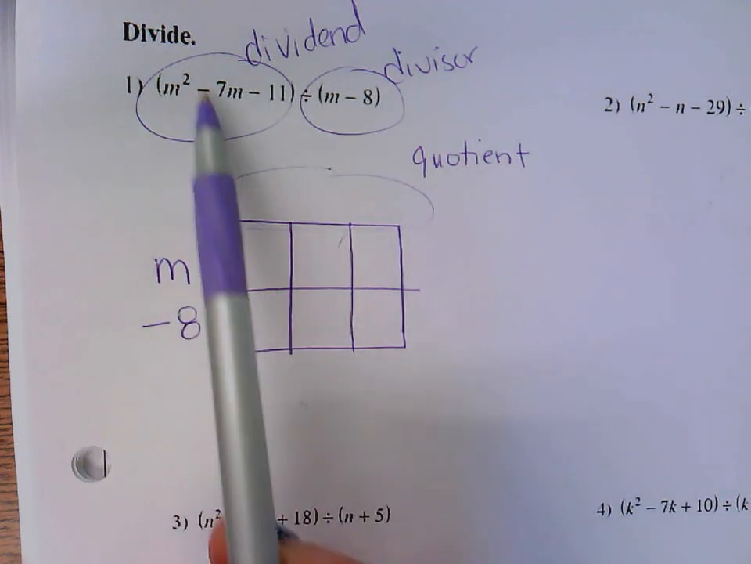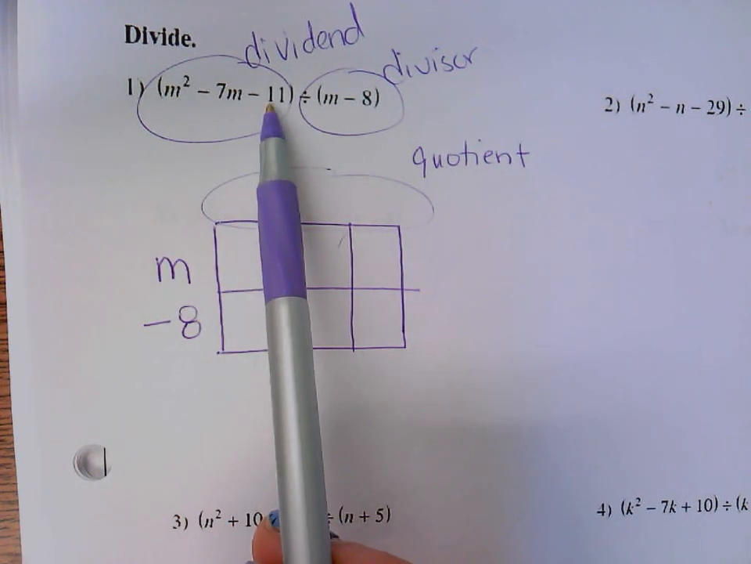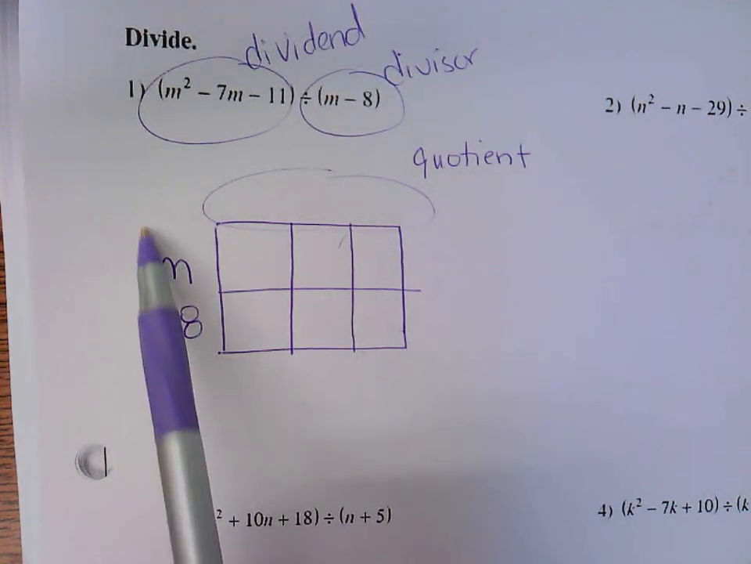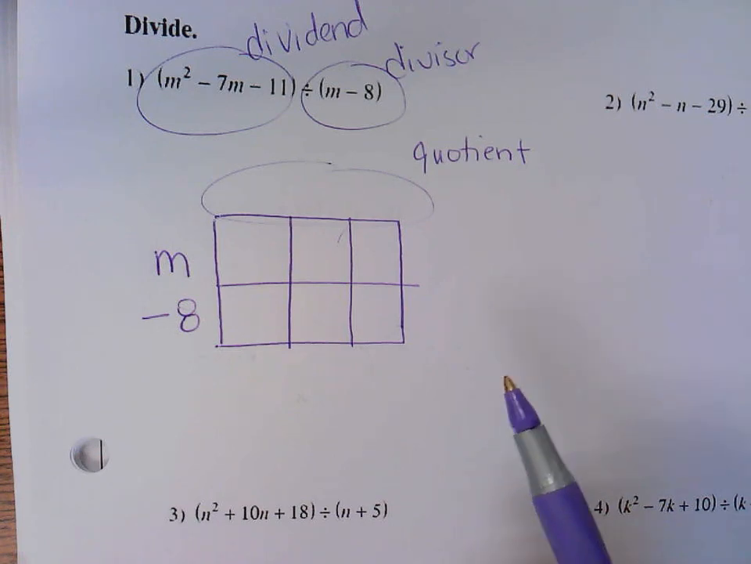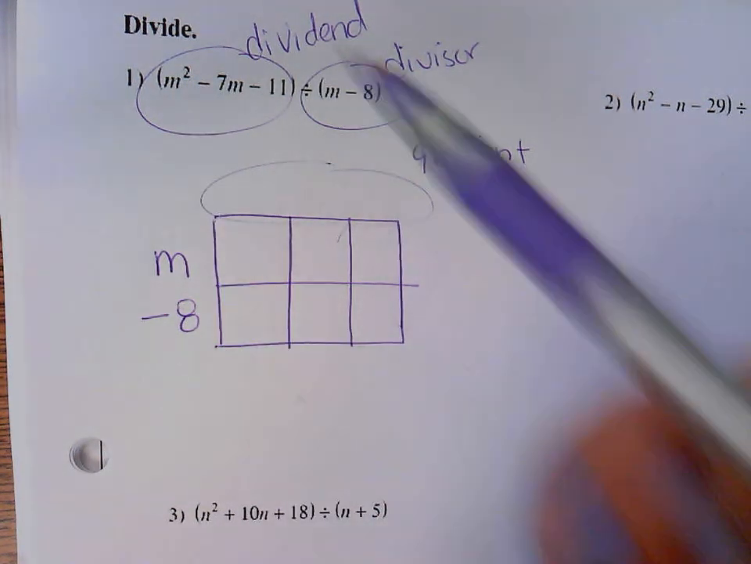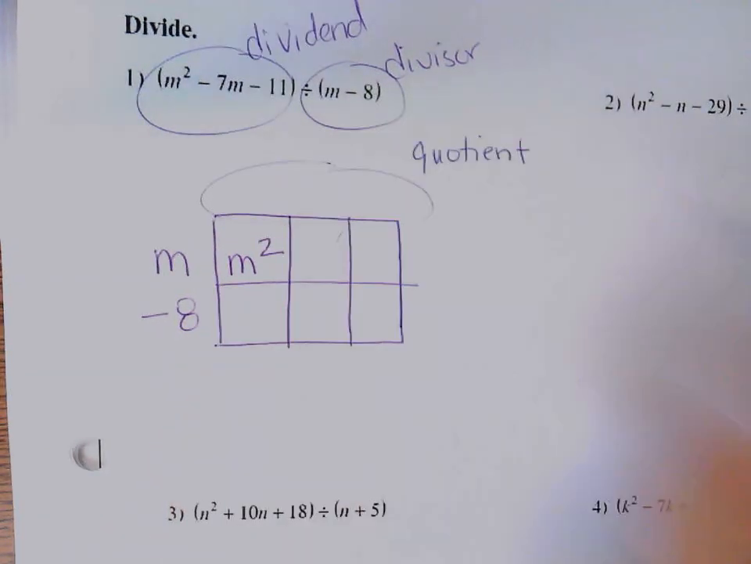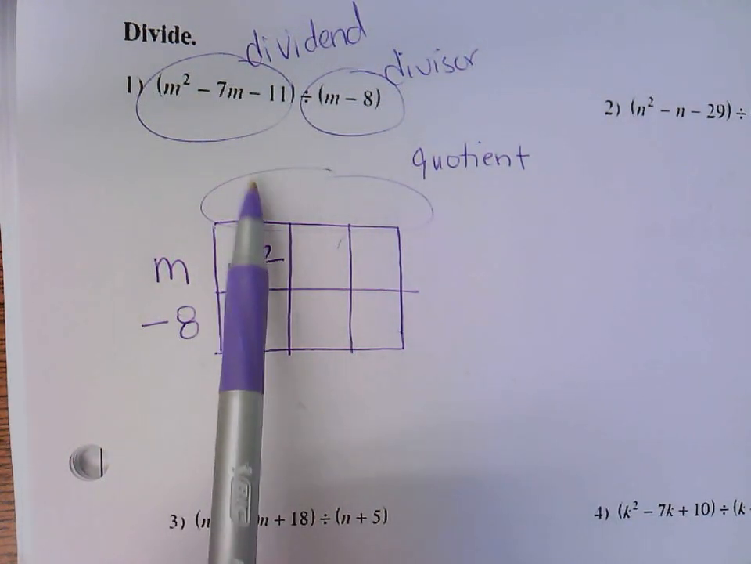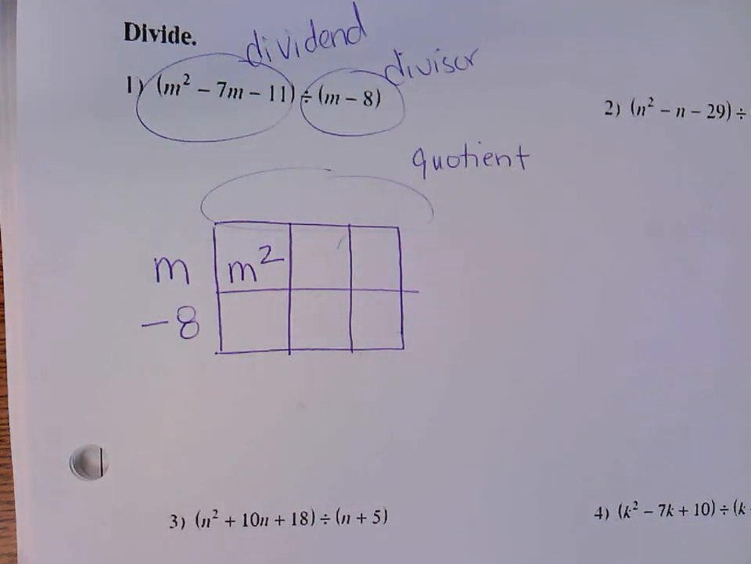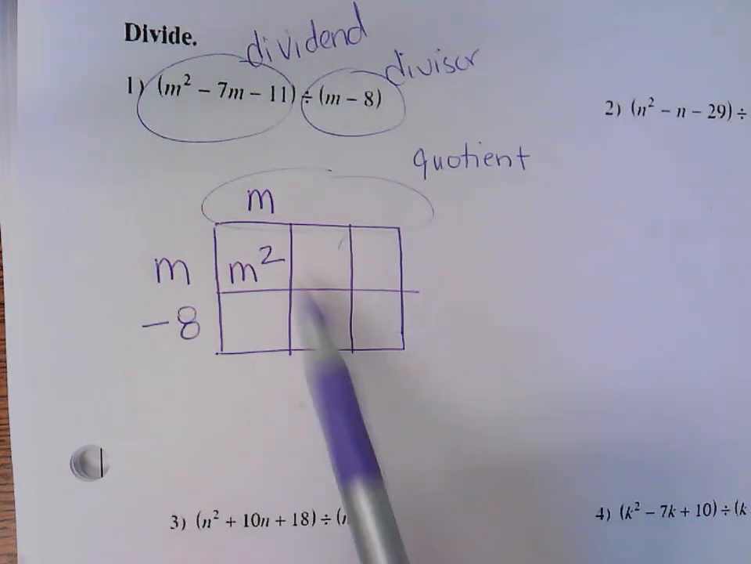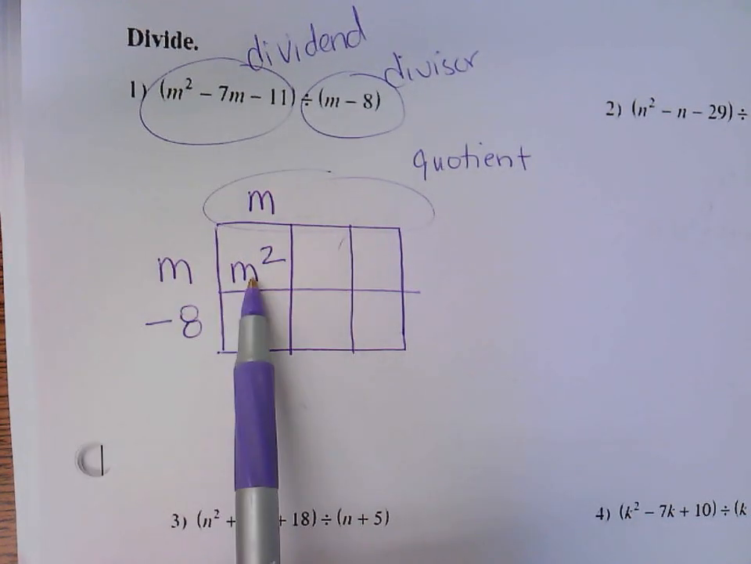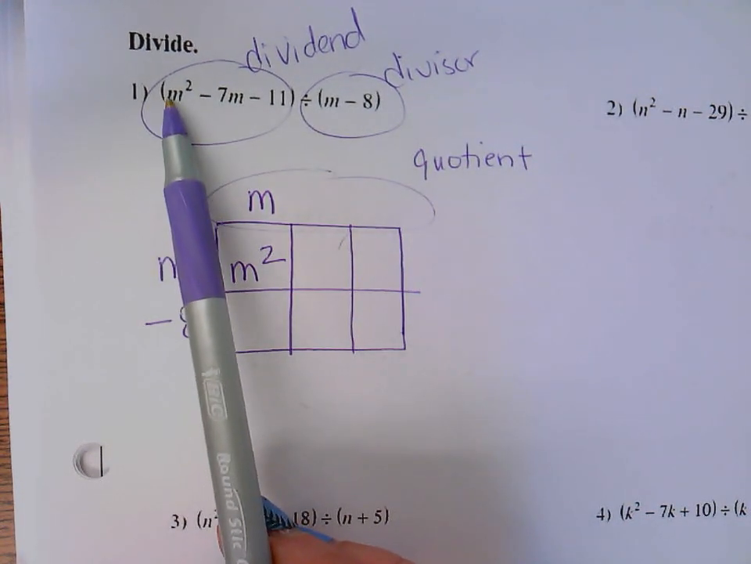So this m squared minus 7m minus 11 is going to end up inside our box, and our quotient times our divisor is going to end up outside our box. So the first thing we do is we put m squared inside our box, and we ask ourselves, what has to go up here so that this times m is m squared? So what goes up there? M, right? So the first part of our quotient is m, because m times m is m squared, and m squared is the first term of our dividend.